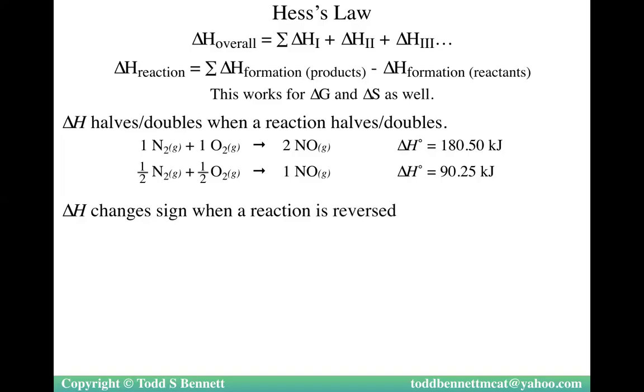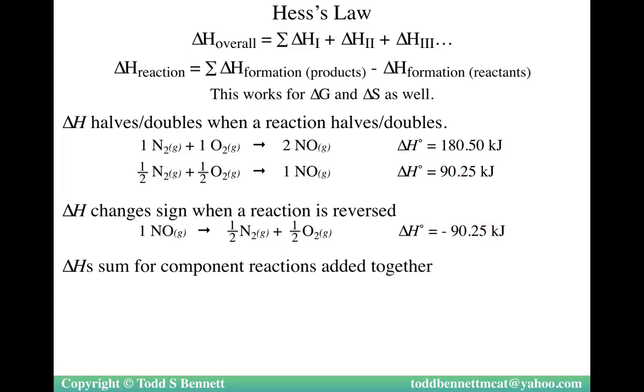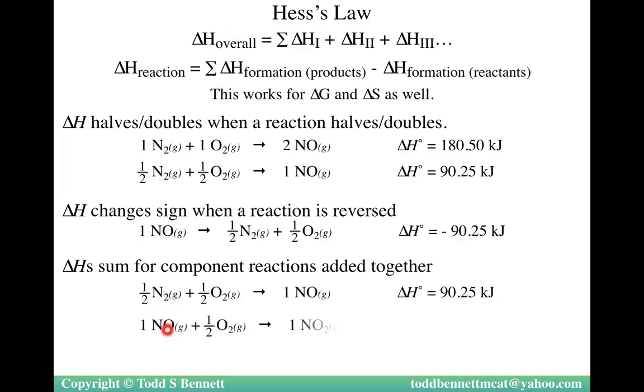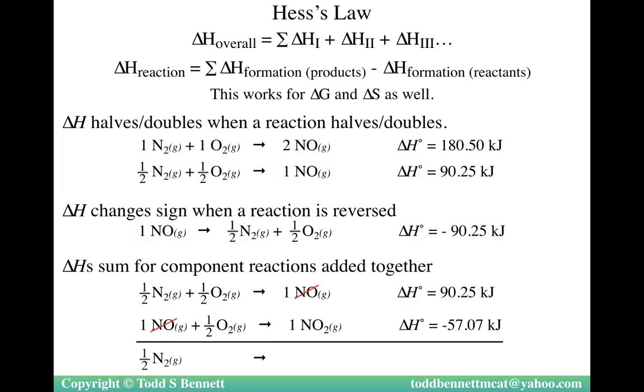If you reverse the reaction, products going to reactants instead of reactants going to products, then the sign changes. So NO going to half N2 and half O2 is now the negative of that number. And then when you combine multiple reactions, that's this up here. So if I want to combine these 2 reactions to see what I end up getting, my NOs cancel. I'm going to have 1/2 N2 plus 1 O2 going to NO2, and it'll end up being the sum of those reactions. So half an N2 plus a full O2 going to an NO2 is going to be about positive 33 kilojoules per mole.